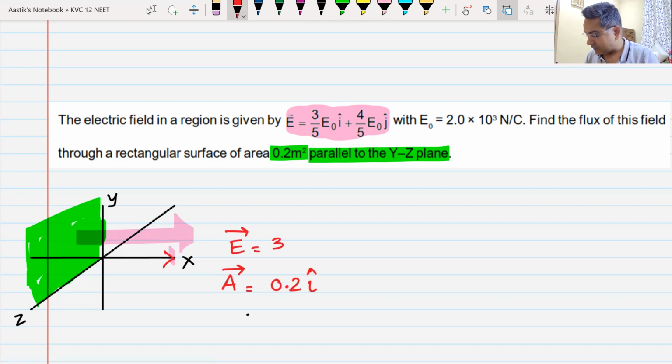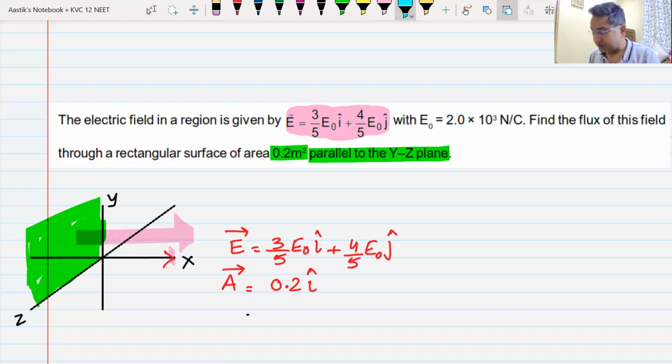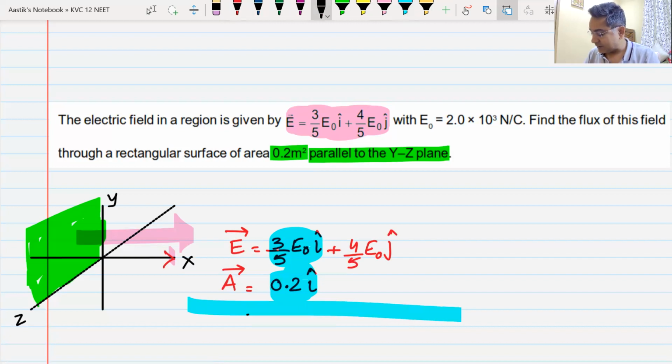Your electric field is given as 3 by 5 E naught i plus 4 by 5 E naught j. You have to take the dot product of these two. You have to dot this with this, and that will be your answer for flux. So your flux will become 0.6 divided by 5 into E naught. That is the answer I was looking for. Do we understand this? Yes or no?